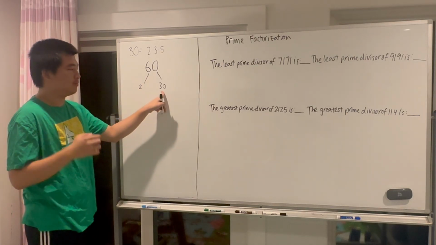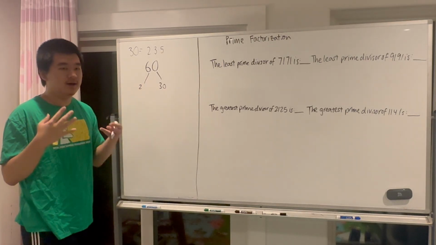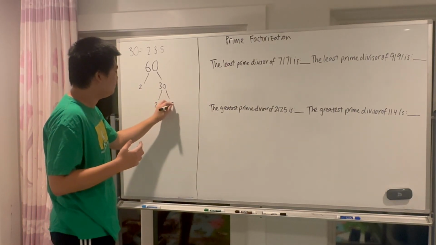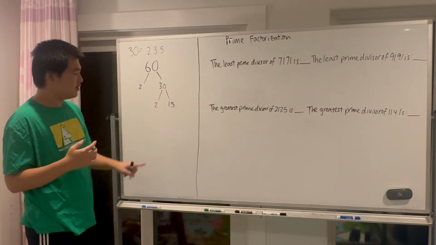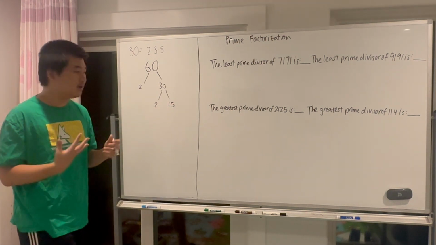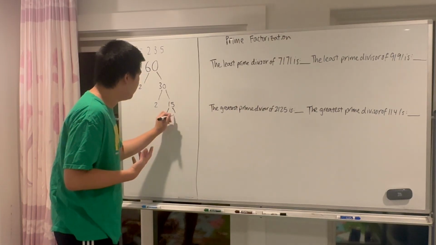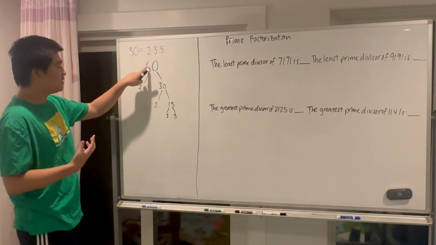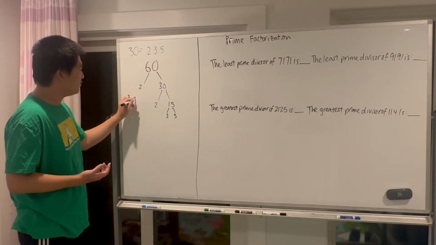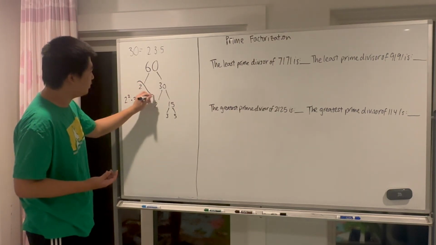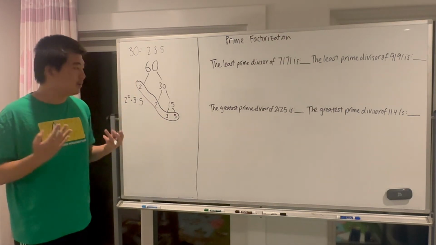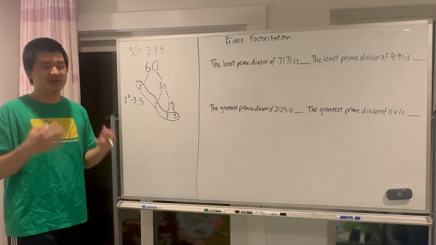Now we need to prime factorize 30. 30 is once again a multiple of 2, so it becomes 2 and 15. Then this 15 splits into, well, not 2, but the next smallest prime, 3, works, so it's 3 and 5. And so we know that 60 is going to be equal to 2 squared times 3 times 5, just multiplying all of these primes. And these are like the smallest building blocks that make up the number 60.